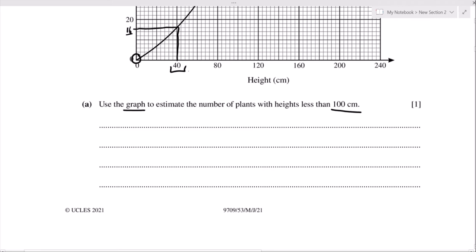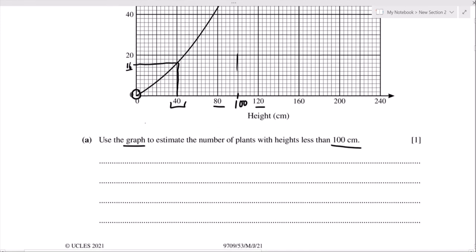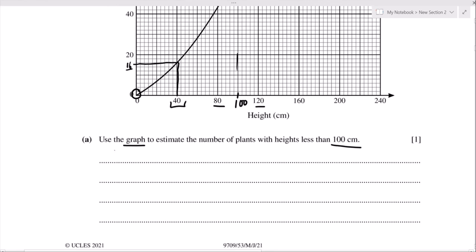So we need to figure out the same for 100 centimeters. Here is 80 and that's 120, so right in the middle, that's going to be the 100 centimeters. Then the straight line through it will be right here, at this point. And the corresponding cumulative frequency is 60, which means that 60 sunflowers are going to have heights less than 100 centimeters. So the required answer for question A will be 60.